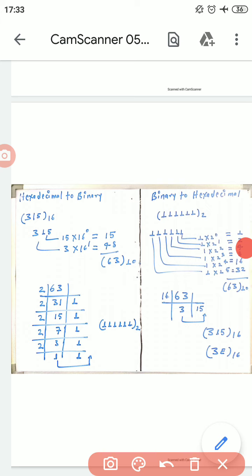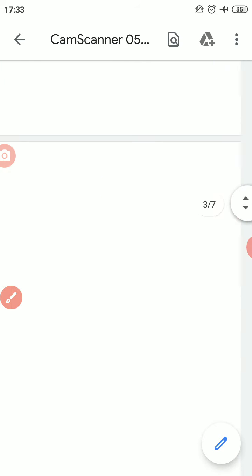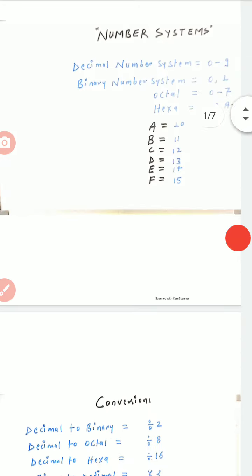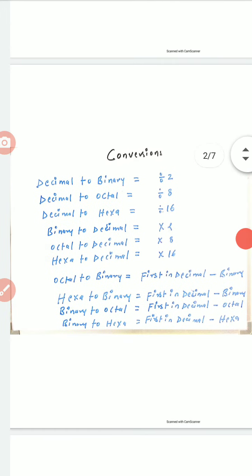Now what we need to take care of first is how to convert the decimal number to binary number and binary number to the decimal number. Or you can take help of this particular slide, which makes the conversion more clear. Suppose you are converting a decimal to binary, then divide by 2. Same if you are converting into octal, then divide by 8. If you are converting the decimal number to hexa, then divide by 16.